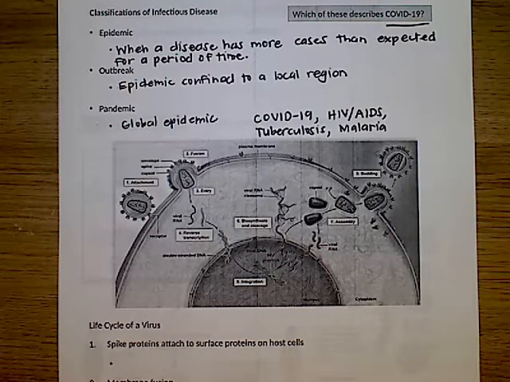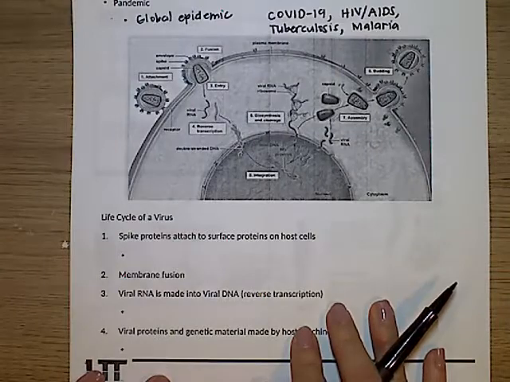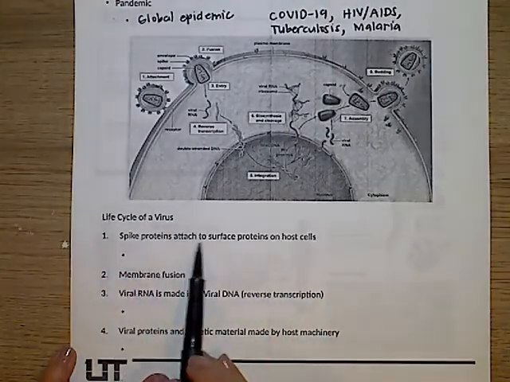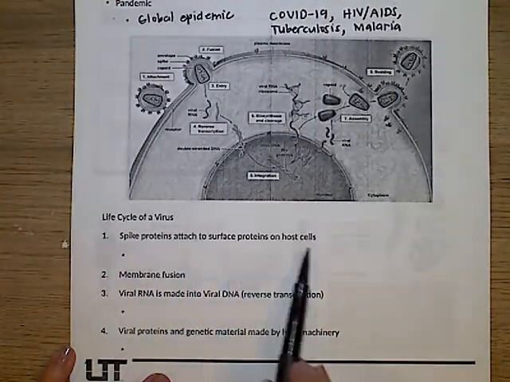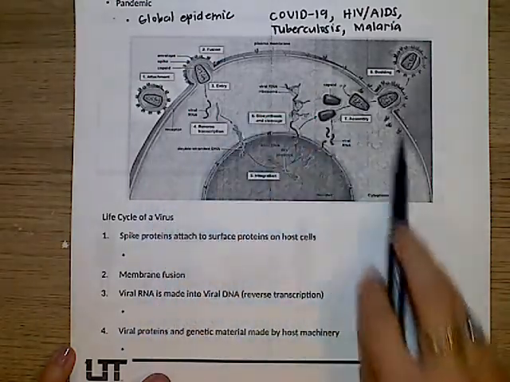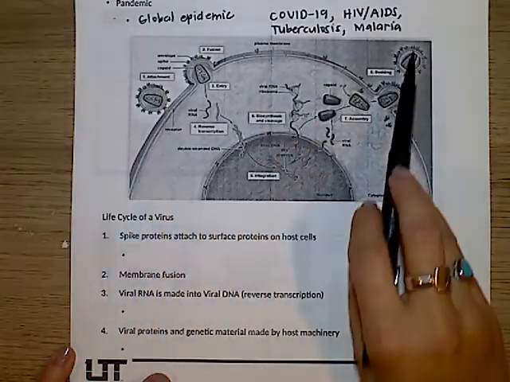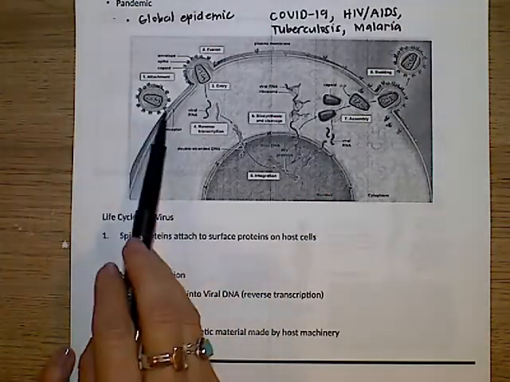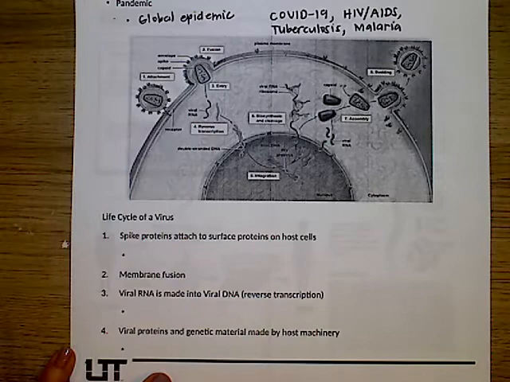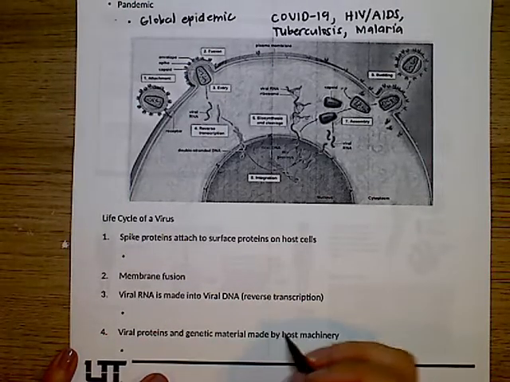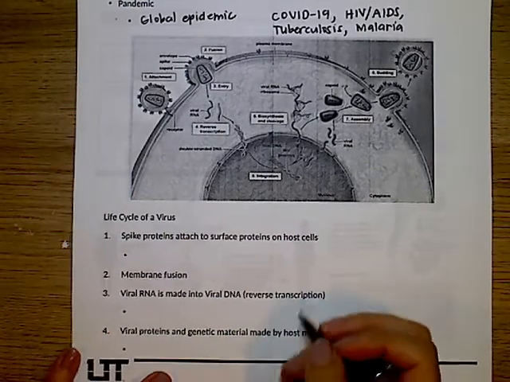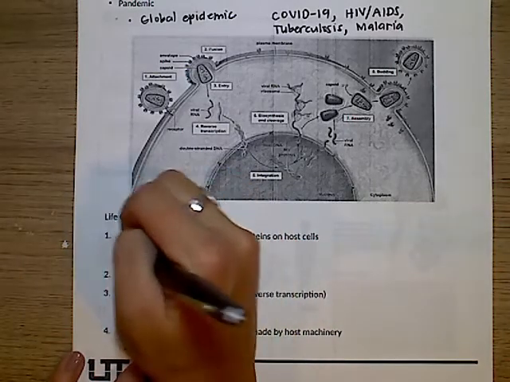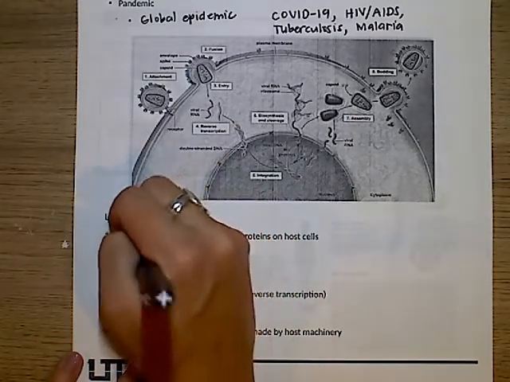So the life cycle of a virus down here, and we've got a picture of it above. Step 1, 2, 3, and 4. Step 1 is spike proteins attached to surface proteins on host cells. So this big guy here is the host cell, and these are the viral cells. So step 1, they attach to receptor proteins that match up on the host cell, and they fit like a lock and key. So spikes fit on cell receptors like lock and key.